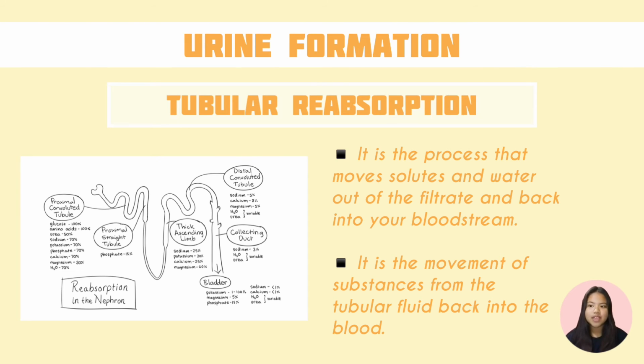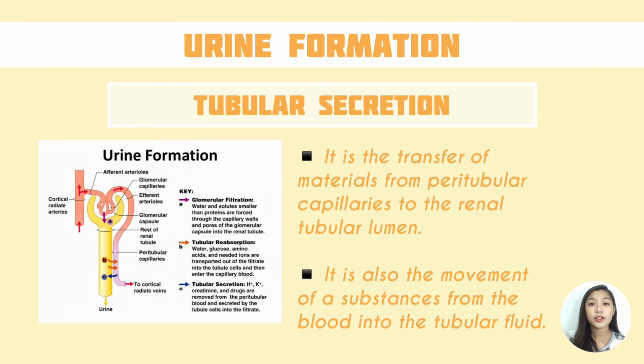It is the movement of substances from the tubular fluid back into the blood, where water, glucose, amino acids, and needed ions are transported out of the filtrate into the tubule cells and then enter the capillary blood. The third one is the tubular secretion. It is the transfer of materials from peritubular capillaries to the renal tubular lumen. It is also the opposite process of reabsorption.